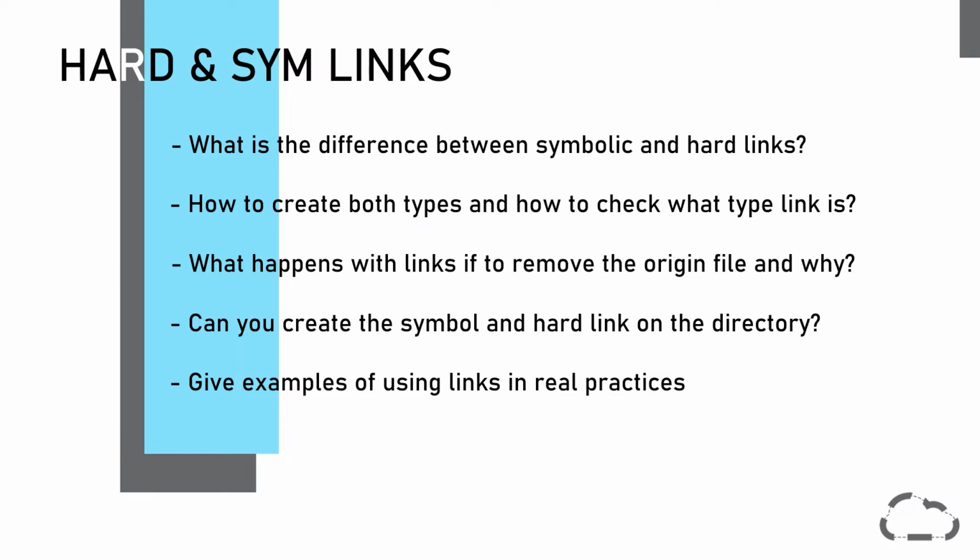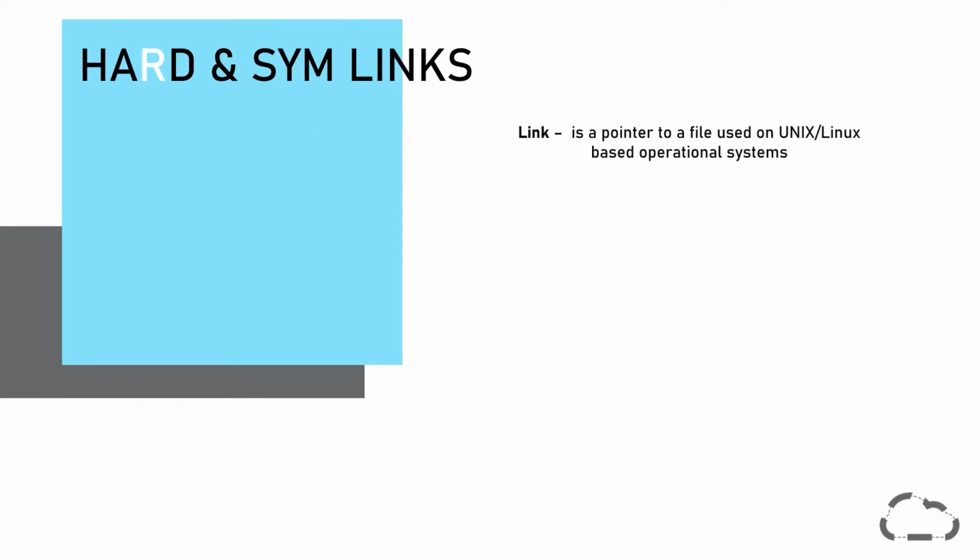If yes, great, you are ready to move to the second question. But if you're still confused on some of these questions, let's review them from the start. A link is a pointer to a file used in Unix and Linux-based operating systems. There are two types: hard links and simple or soft links.